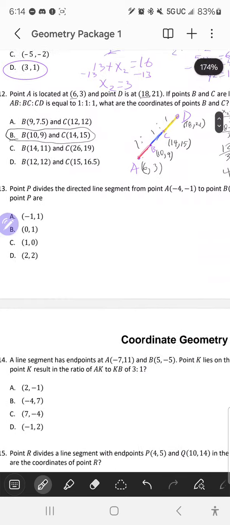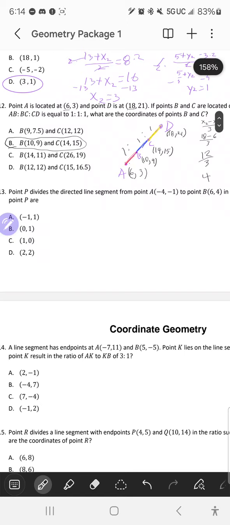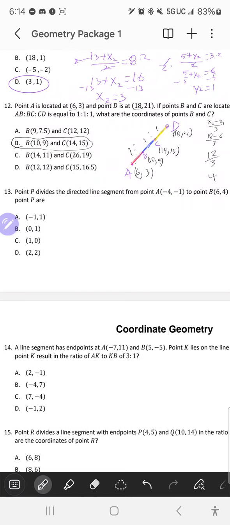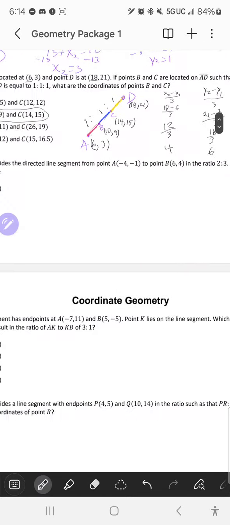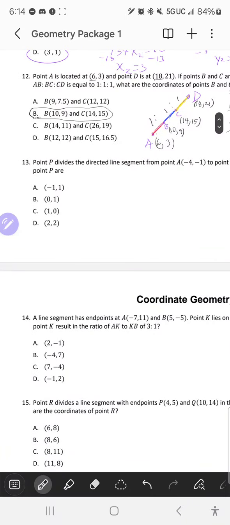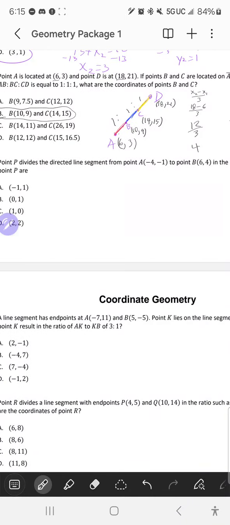Here we go. Now, 13. Point P divides the directed line segment from point A to point B in the ratio 2 to 3. The coordinates of point P are.